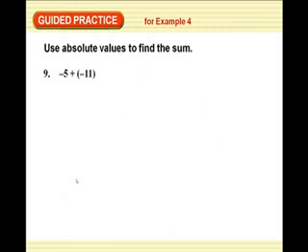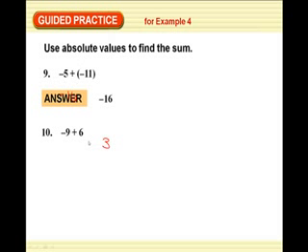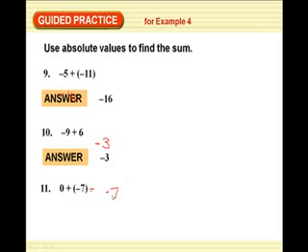So using absolute values to find the sums, you look at the signs. They are the same. So you just add, and it stays the same, negative 16. These signs are different, so you subtract. 9 minus 6 is 3. There are more negatives than positives, so it's negative 3. This one's 0 plus negative 7. Anytime you add something to 0, it's just the same, negative 7.